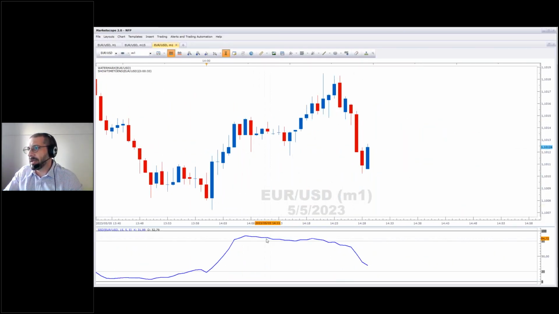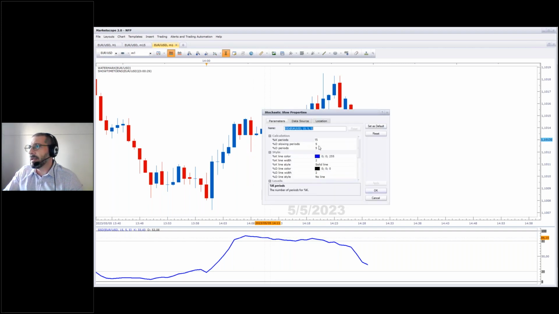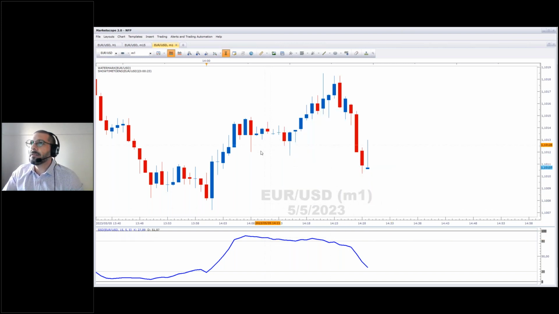This indicator here, by the way, I didn't mention, is a stochastic. Let me just show you the settings. 15, 5. I've only got the %K in. The %D we're not looking at. Okay, it should be 20 seconds now.